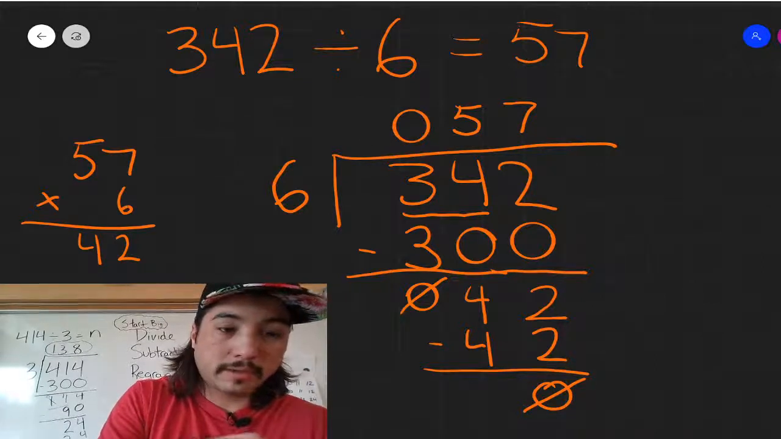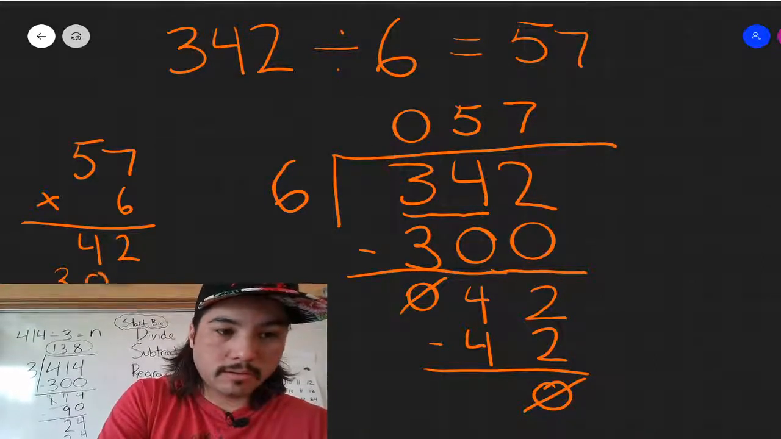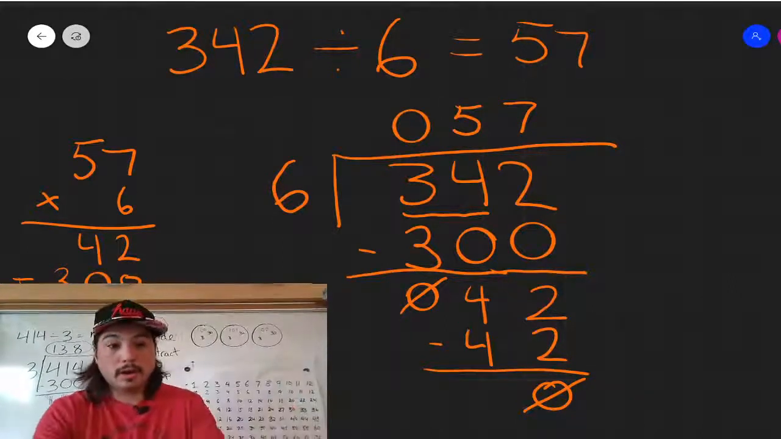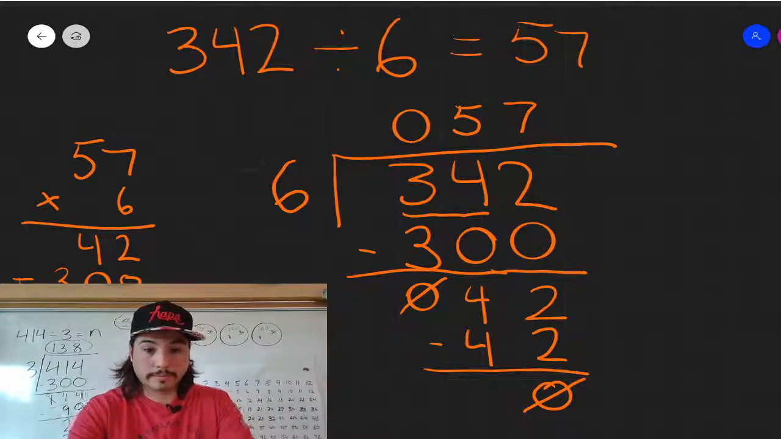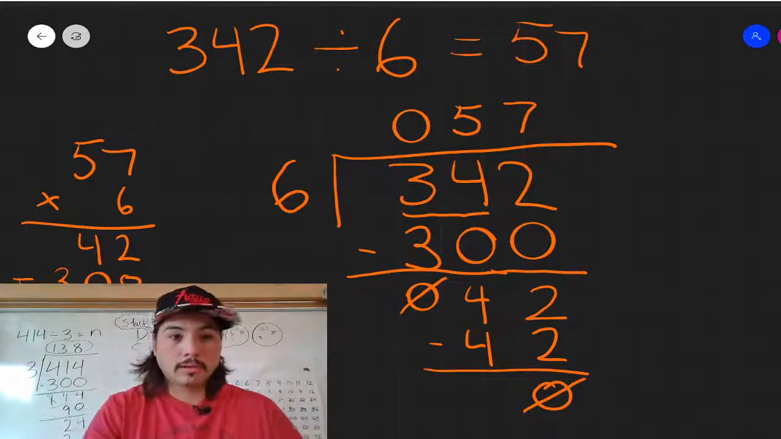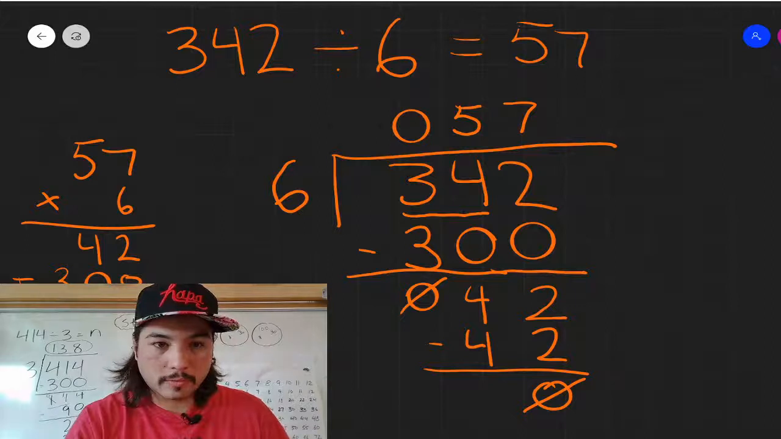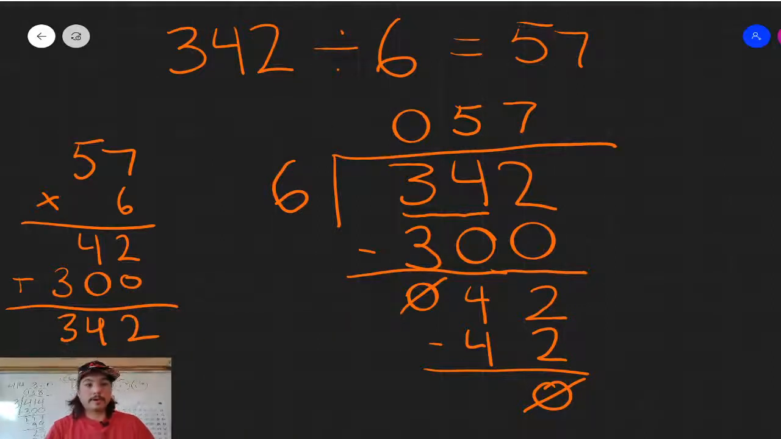6 times 50, 300. Add them together, 342. Answer confirmed. Okay? Oh, and you can't see the answer confirmed because my big head's in the way. There we go. 342 divided by 6 equals 57.